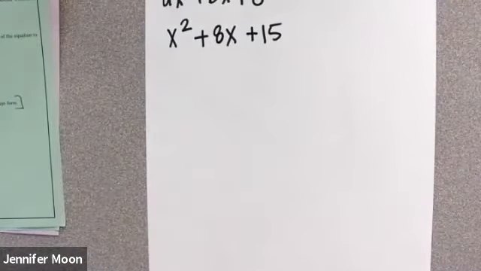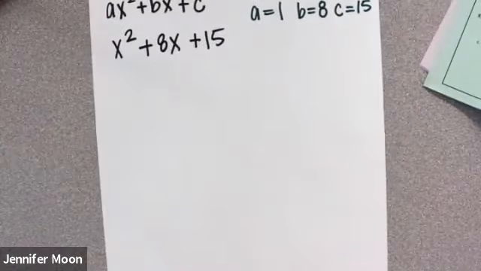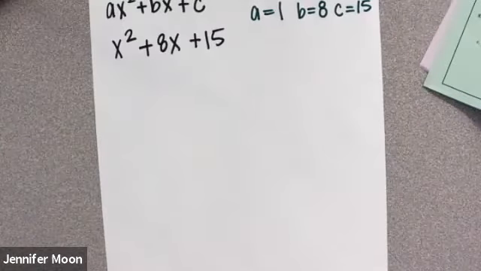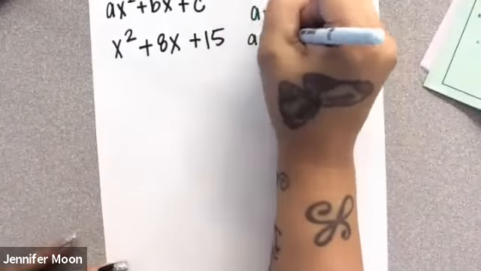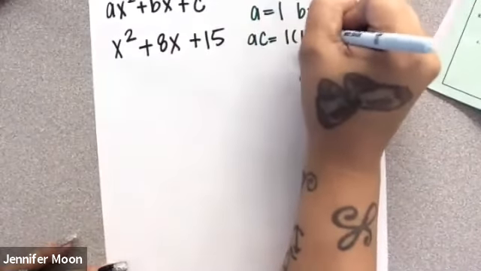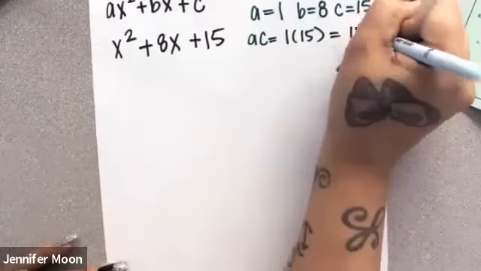So my A is the coefficient of my first term, which is 1. My B is the coefficient of my second, which is 8. And my C is the coefficient of my third term, which is 15. AC method quite literally means multiply your A times your C. So we get 1 times 15, which equals 15.